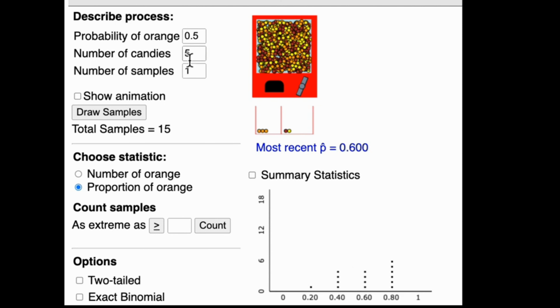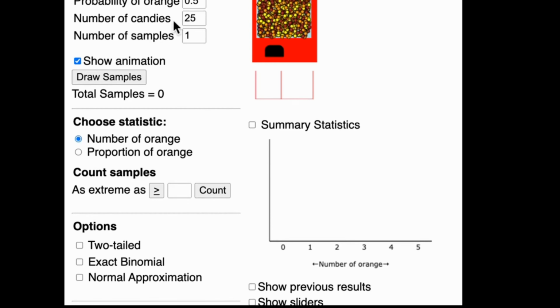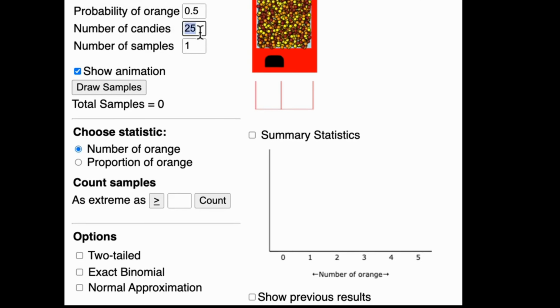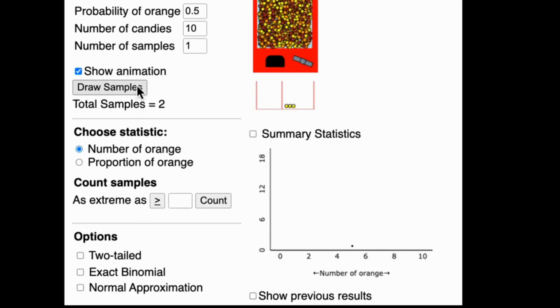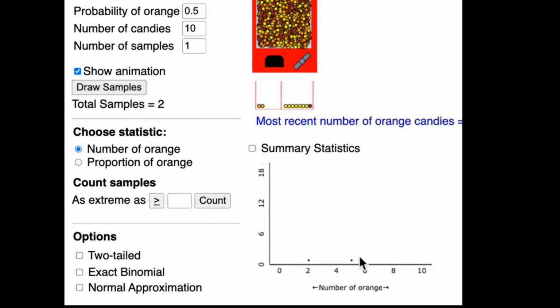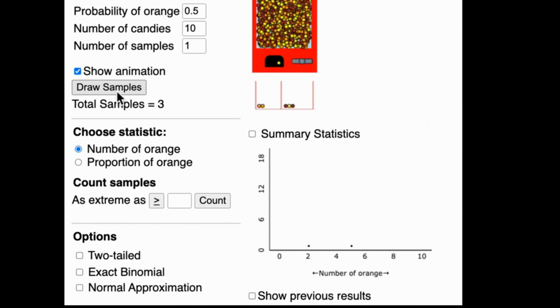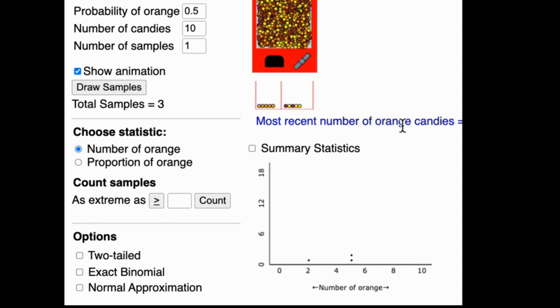Let's try this again. Let's draw 10 pieces. Let me reset this thing. Okay, let's do 10 pieces of candy. Okay, the first time I got 5 out of 10. This one I got 2 out of 10, which is 20%. This one I got 5 candies, so that's 50%. That's what I expected, right?